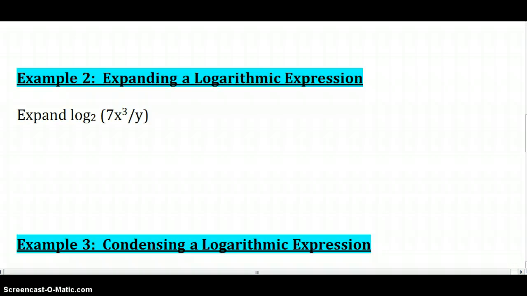So let's try something with a couple more steps involved. We're going to expand this logarithmic function using the properties we know.